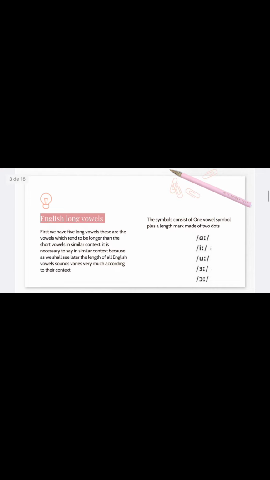These are the vowels which tend to be longer than the short vowels in similar contexts. It is necessary to say in similar contexts because, as we shall see later, the length of all English vowel sounds varies very much according to their context.